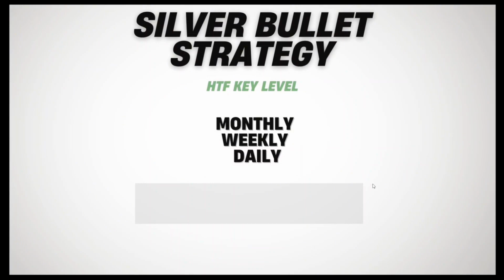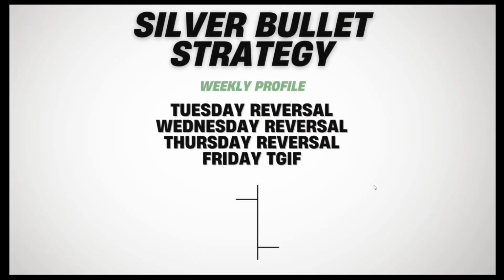Next we've got the weekly profile, like the Tuesday reversal, Wednesday reversal, Thursday reversal, and the Friday TGIF. So we've got the open, low, high, close of a weekly candle. The Tuesday should be the low of the week, and then the Friday TGIF. Or maybe it can be the Wednesday low of the week and then the weekly expansion. So it's important to frame the weekly profile and then the trades.